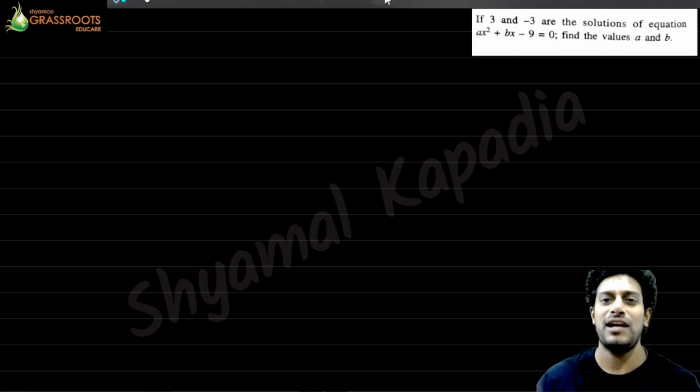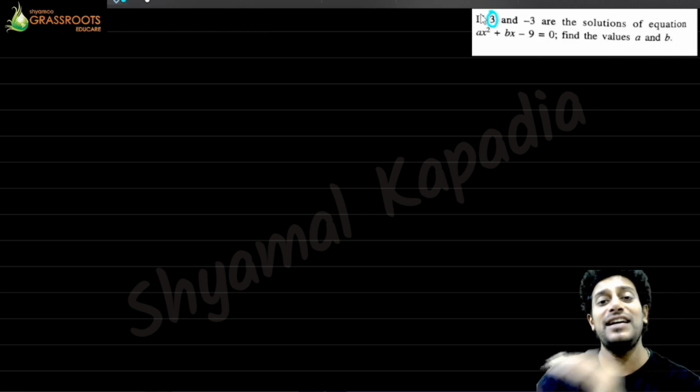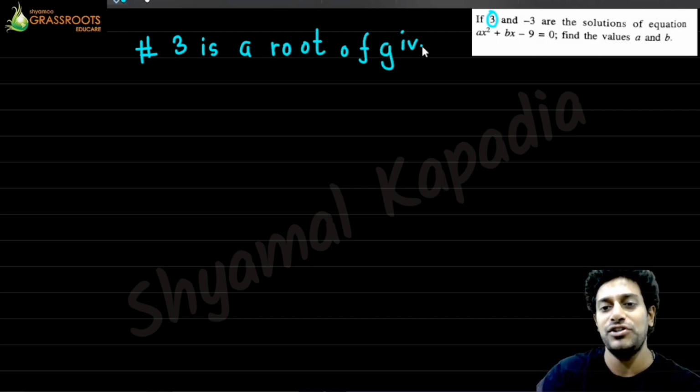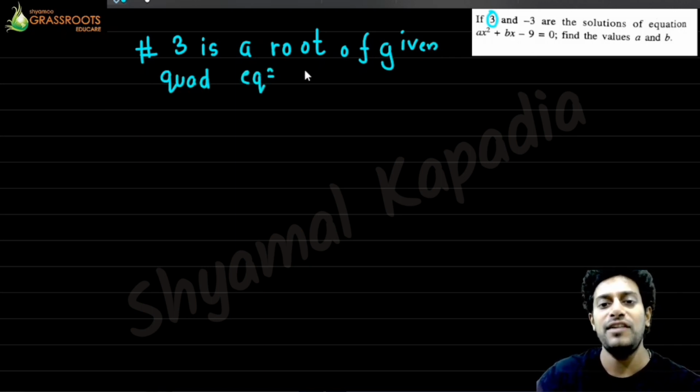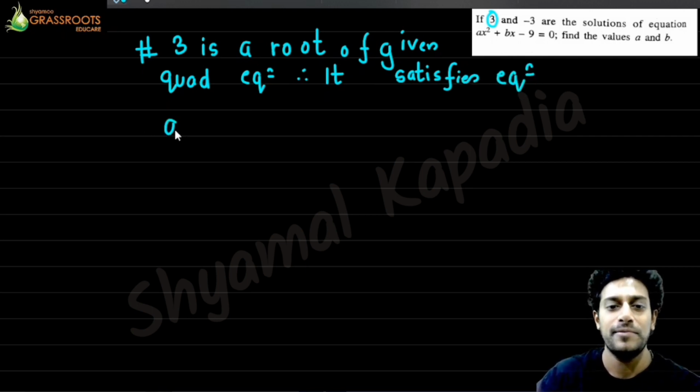Another same question. I'll go a bit fast. I think you should pause it and you should do it by yourself. So first I'll write that 3 is already a root. So I'll start straight away. There is no explanation needed. 3 is a root. Root मतलब solution of the given quadratic equation. Therefore, it satisfies the equation. What does it do? It satisfies the quadratic equation. मतलब substitute ही करना है.